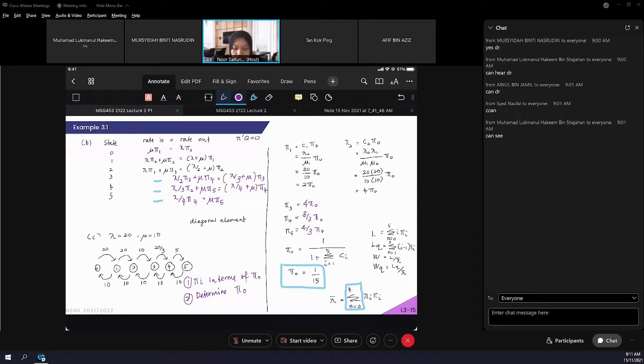So how are you going to calculate pi naught? It equals 1 over 1 plus the summation of Ci for i equals 1 until 5. So this is the value that you should get, which is 1/15. Next, moving on to our next question. After you have your pi naught, only then can you determine your L, LQ, W, and WQ.